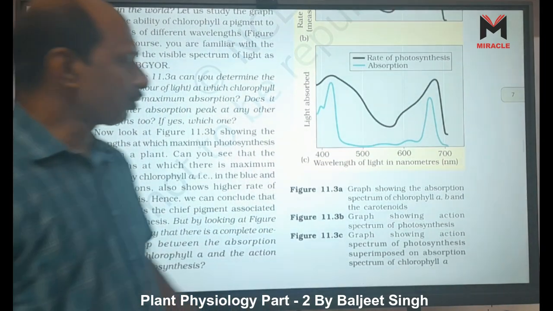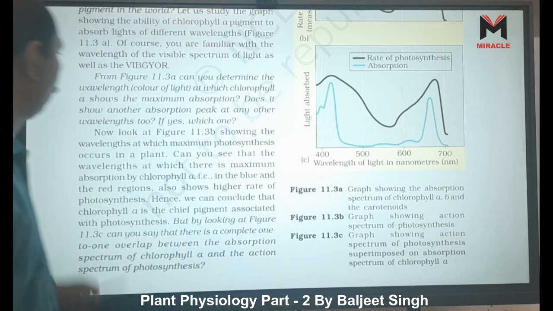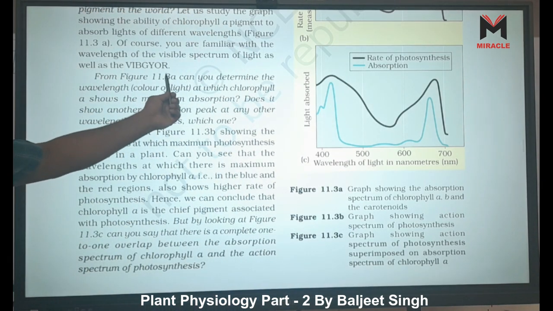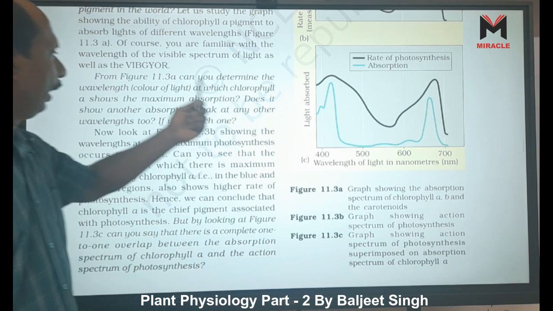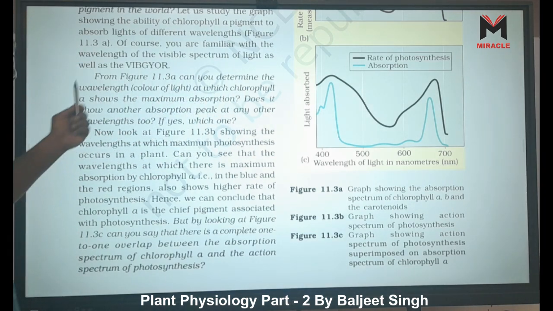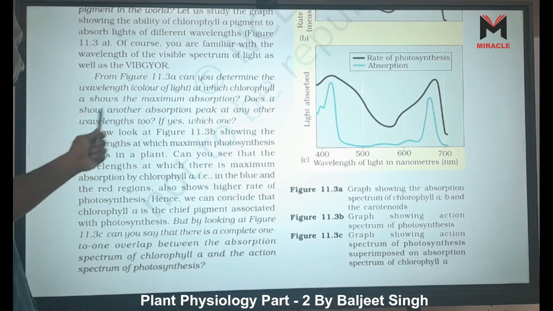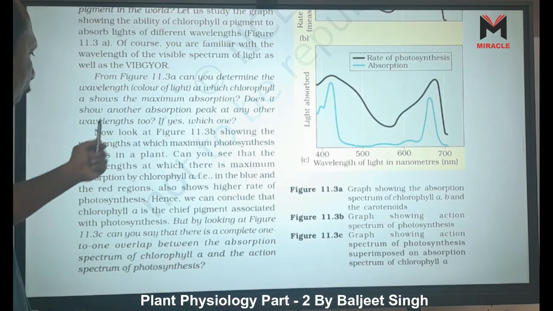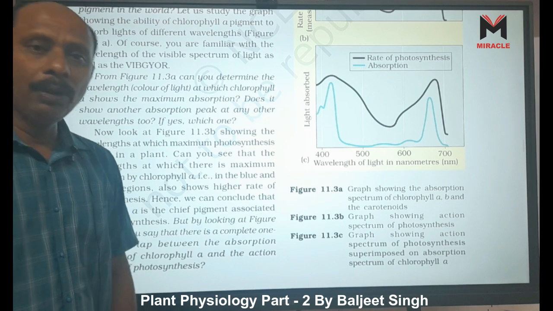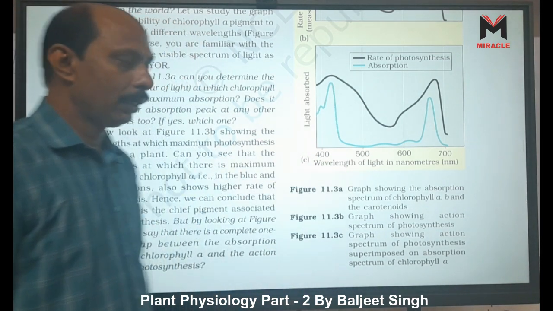So maximum photosynthesis occurs at 450 wavelength, right? From figure 11.3a, can you determine the wavelength of light at which chlorophyll a shows the maximum absorption? It is red. Does it show another absorption peak at any other wavelength too? Yes. In which? Blue, right? The maximum wavelength means 450.